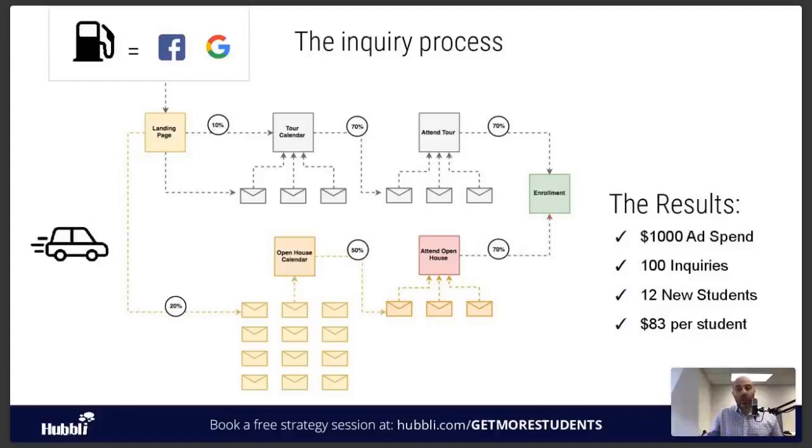So let's just walk through each step. That means 100 people hit the web page and filled out the inquiry form. And by doing that, they gave the school their contact information, right? Then 10% of those inquiries self-booked a tour on their own because the system automatically led them to a tour booking system and then sent them a series of emails.